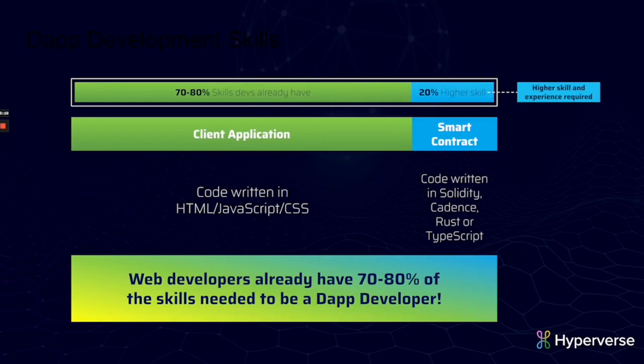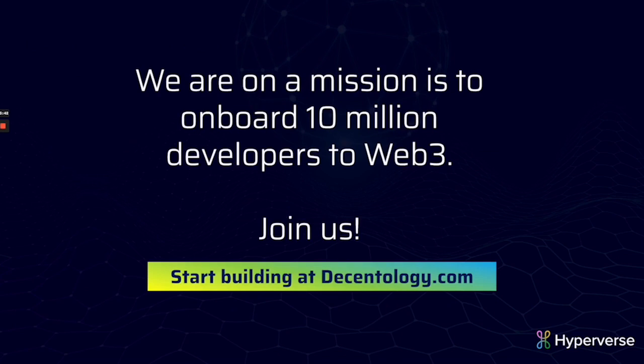In fact, if you were to make an analysis of the market, our guess is that roughly 20% of the developers in the market will end up writing smart modules because they are familiar with Solidity, Cadence, Rust, TypeScript, etc. But a vast majority of you, approximately 80%, already have the skills. You'll just be building client applications using HTML, JavaScript, and CSS. And this is the huge unlock that Hyperverse is bringing. We are just getting started. Our mission is to onboard 10 million developers to Web3.